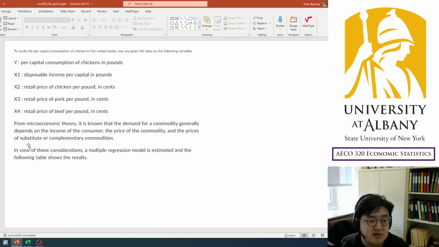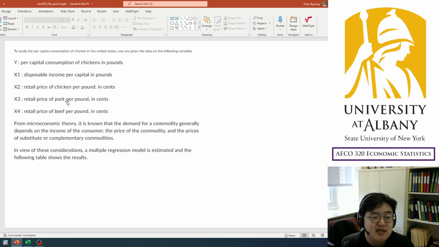Before looking at the data, let's think about this. When income increases, I expect chicken consumption will increase. You are going to have more chicken, right? So I expect the coefficient of x1 will be positive. And if chicken price increases, of course chicken consumption will decrease. That is the demand theory, the demand function. So it will be negative.